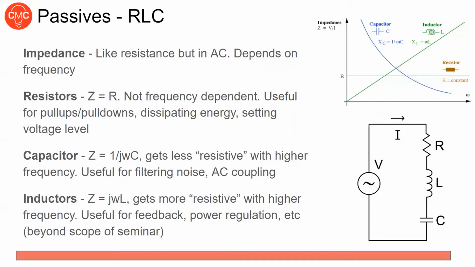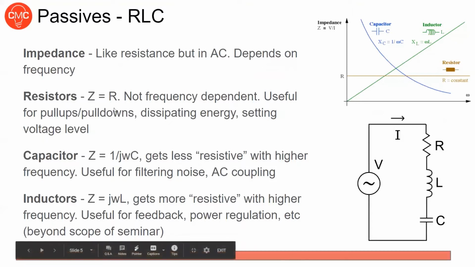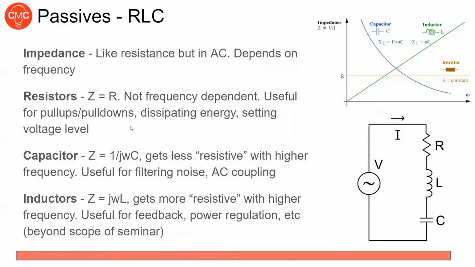Impedance is kind of like resistance, but when you have any kind of signal, so anything that's not perfectly DC. A component will have a lower or higher impedance depending on the frequency of operation. The symbol for impedance is Z. First up, we have resistors. They are not frequency dependent. They will have the same impedance regardless of frequency, for an ideal resistor anyways. These are super useful for things like pull-ups, pull-downs, dissipating energy, and setting voltage levels.